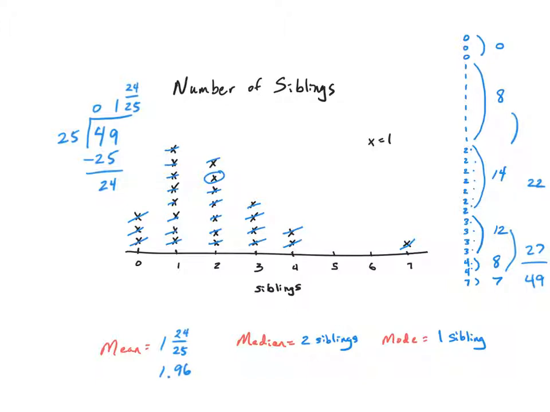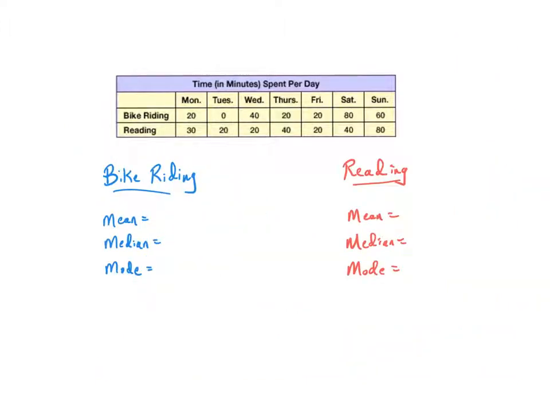In this example, we have somebody who logged their time spent in minutes per day, bike riding versus reading. So we can find the mean, median, and mode of this data and then compare those for bike riding versus reading. I'm going to start with the mode, the most common piece of data. And it looks like for bike riding, the most common amount of time spent bike riding is 20 because I see 3 20s. So that would be 20 minutes.